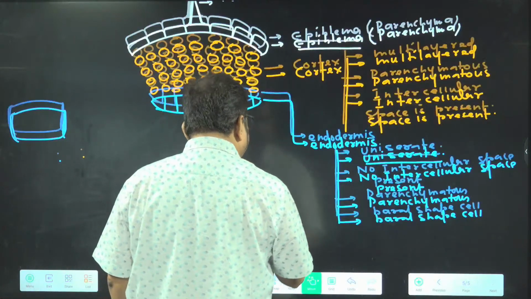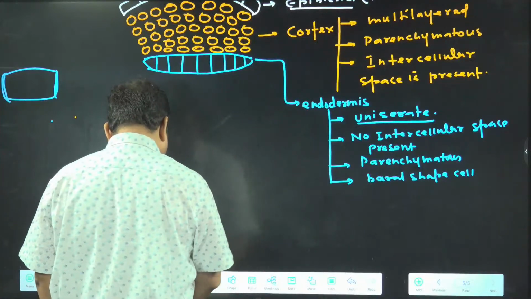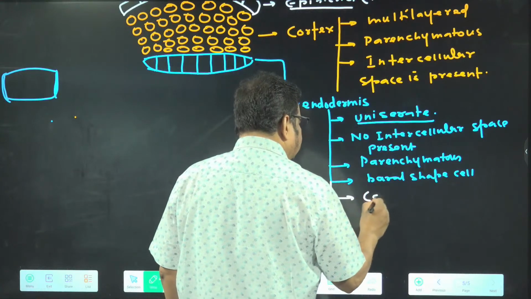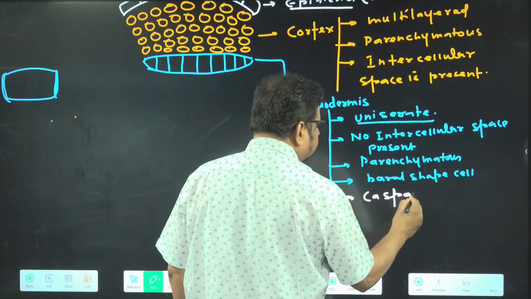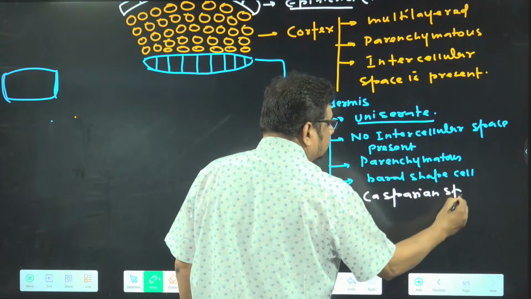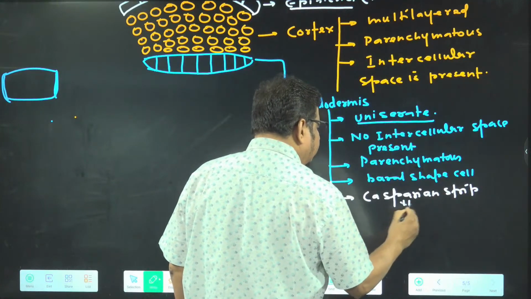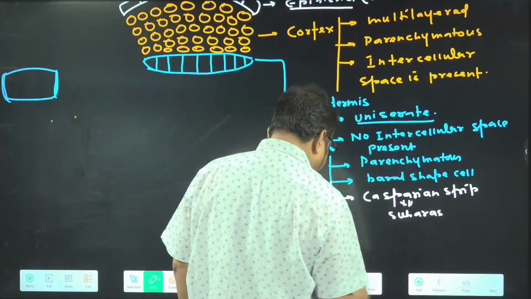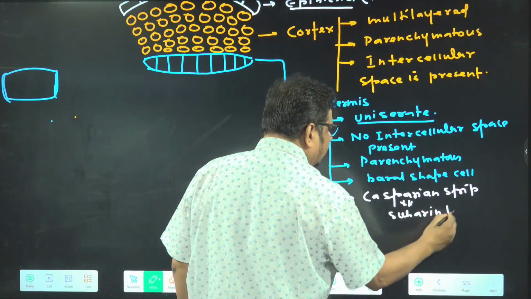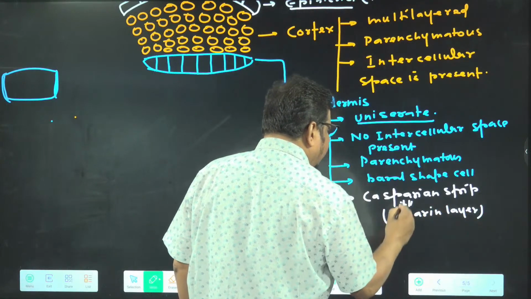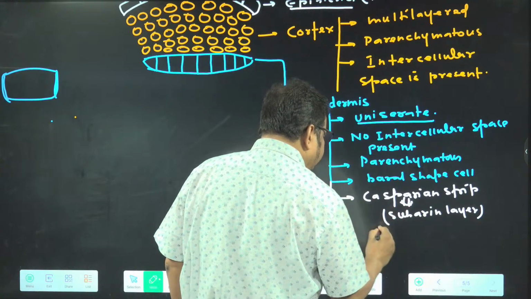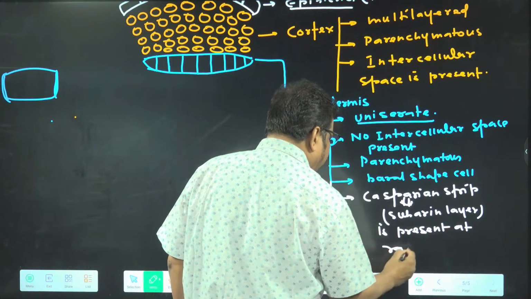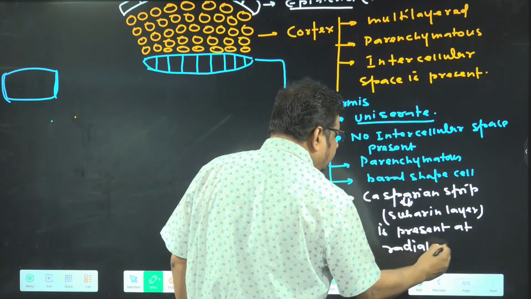After that, a very important point I am writing here, which is very, very important in the entire endodermis. So casparian strips. Casparian strips. It is made up of suberin. It is suberized. Suberin layer. Got the idea? So casparian strips are present at the radial and tangential wall.